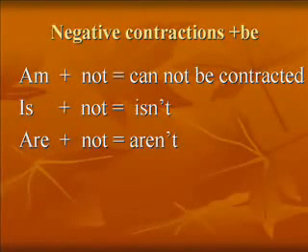Negative contractions of B. You know that the sign of negation is not. So verb to be can be contracted with not. For example, am plus not cannot be contracted. Remember, am not cannot be contracted, you cannot say amn't. But is plus not can be contracted into isn't, and are not can be contracted into aren't. So you can see, is not is equal to isn't and are not is equal to aren't.